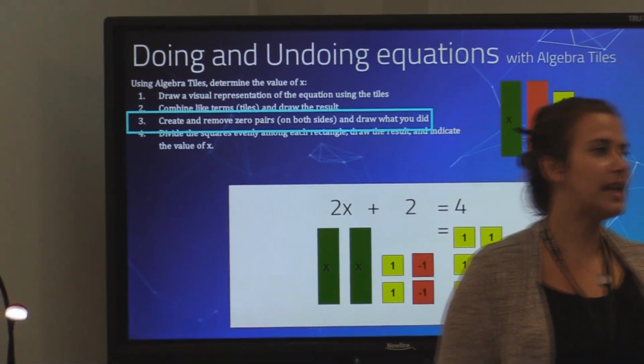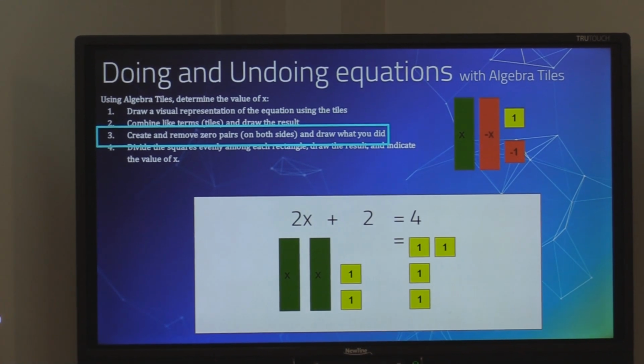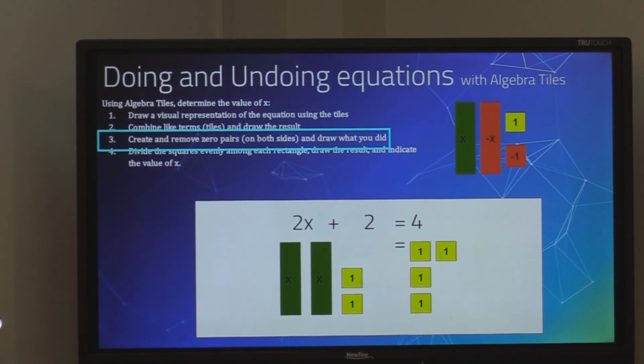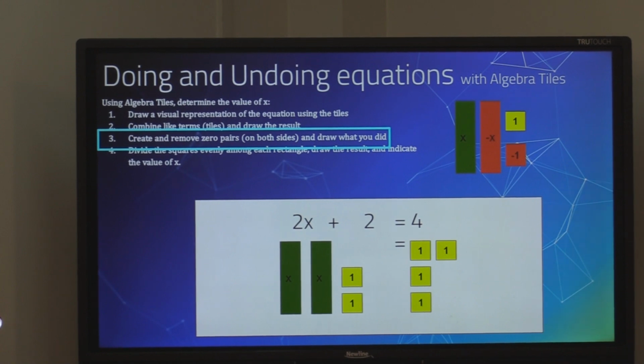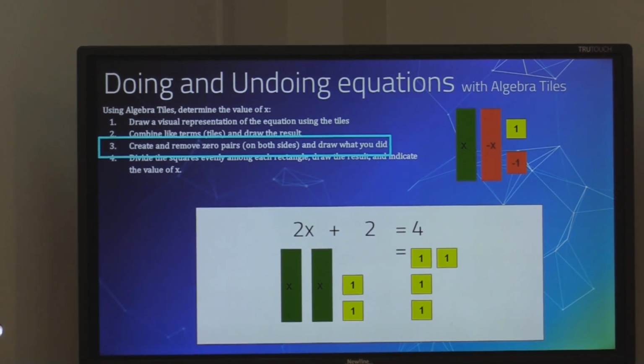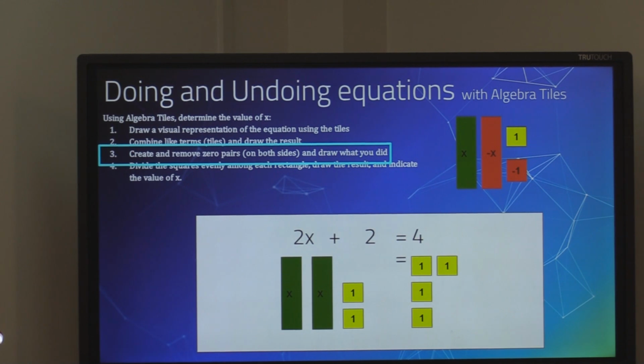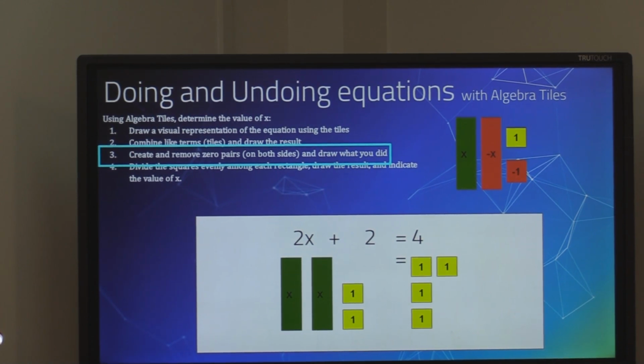Now, if you want to write down all I did, one more time. We removed those zero pairs, right? Now, I want these two x's to be by themselves. So I need to move these two over here, but I can't just move them. So I want them to equal zero. How do I make them equal zero? Beautiful. If I do it on this side, I need to do it on the other.